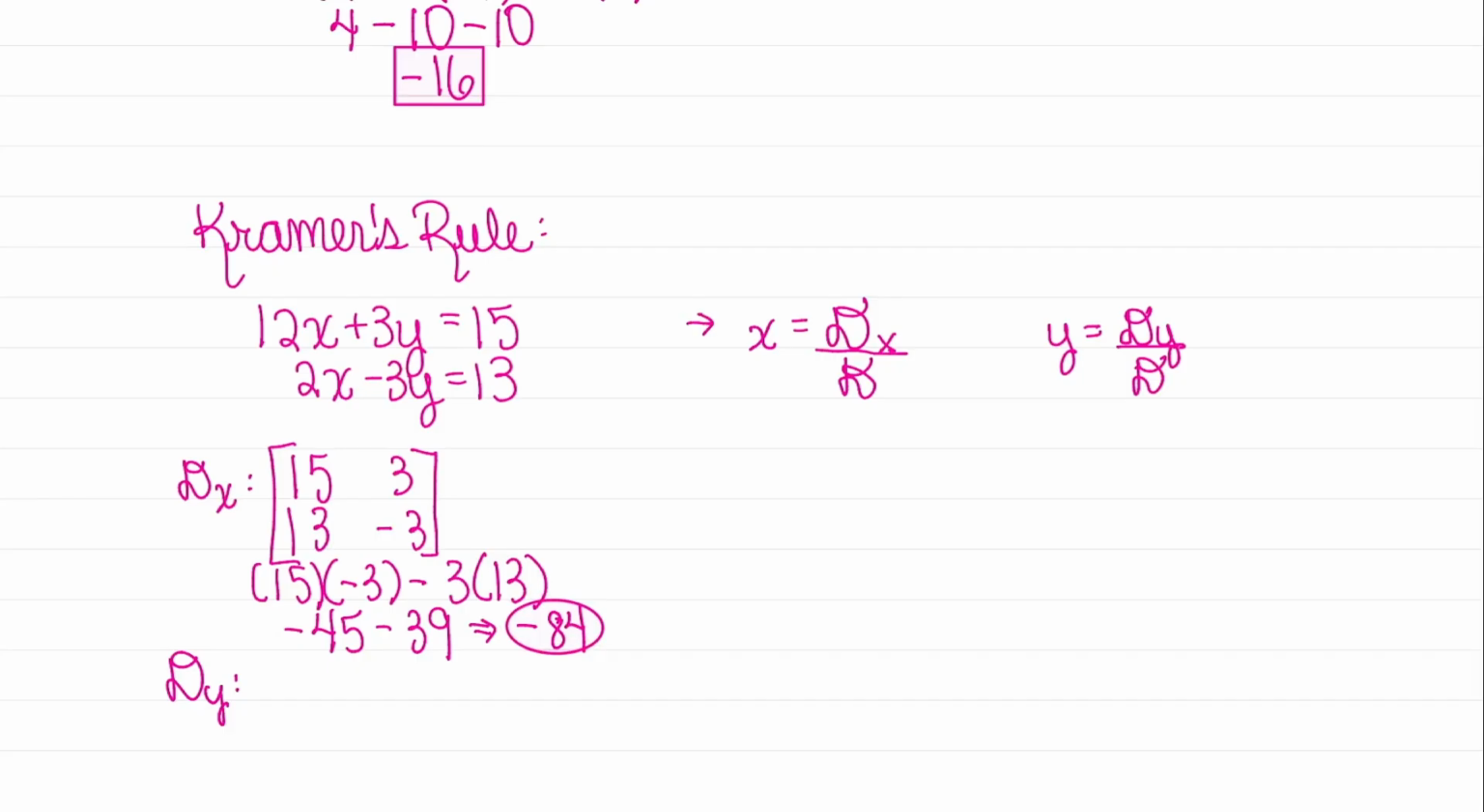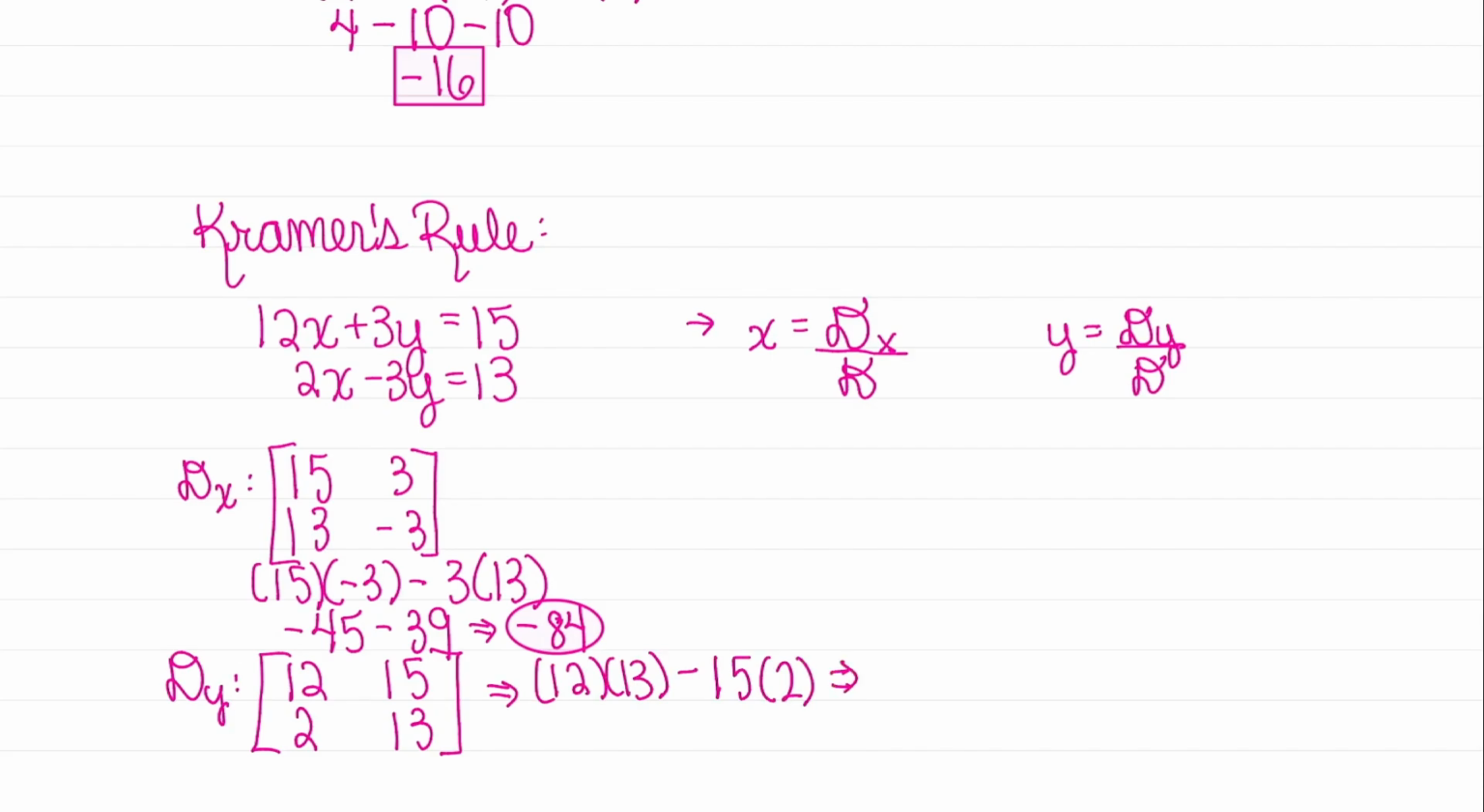Okay, so now let's go ahead and do d sub y. So now we're going to take our answers and we're going to replace them for this column and use the coefficient of our x's to solve the matrix. Now we're going to do the determinant, which is going to be 12 times 13 minus 15 times 2. And that answer is going to be 156 minus 30, which is 126. Okay, again, this is the numerator.